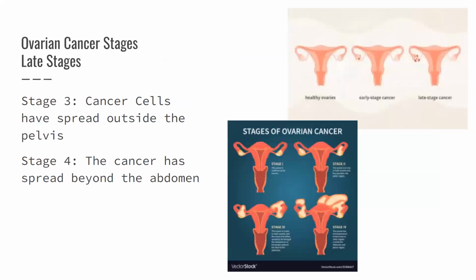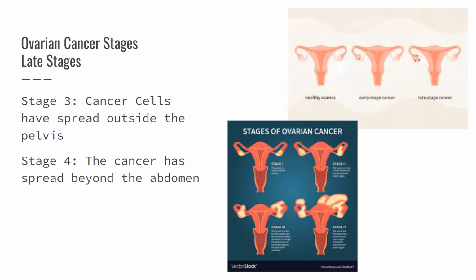Okay. Ovarian cancer stages, so these are considered the late stages. Now we're going to be looking at the late stages, starting with stage 3. In stage 3 of ovarian cancer, this is when the cancer cells have spread to outside the pelvis, so to nearby lymph nodes or diaphragm, intestines, and liver outside the pelvis.